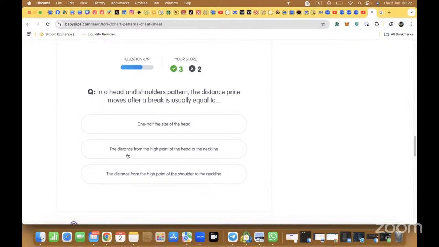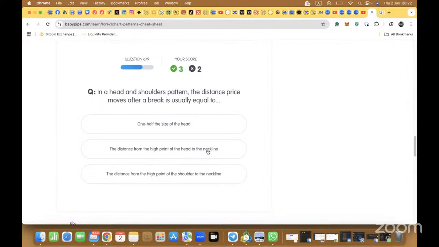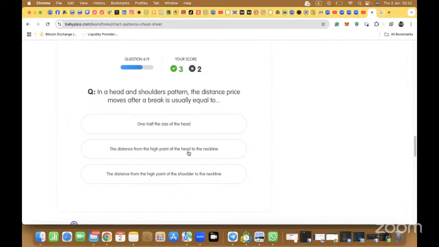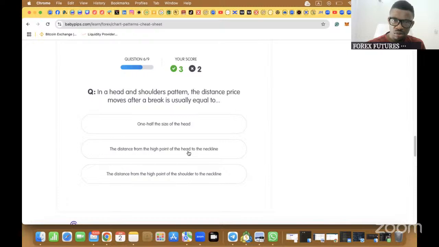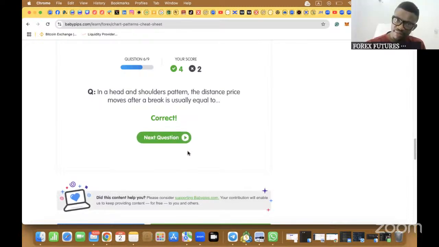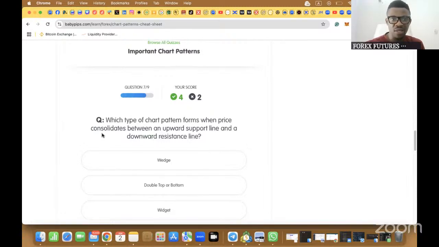No. See? The distance from the high point of the shoulder to the neckline. Yeah, I think distance from the high point of the shoulder to the neckline. Oh, it's from the head. Distance from the high point of the head to the neckline. From the head, not the shoulder. Correct.